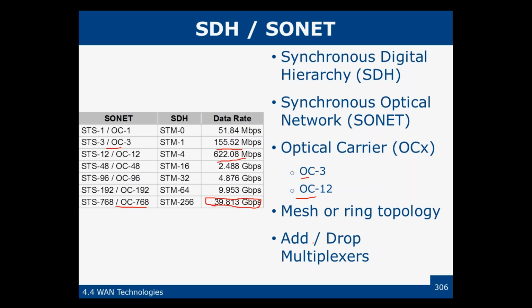It can be a mesh or a ring topology, and if it's a ring, it's probably going to be a counter-rotating ring for reliability. If one ring goes down, the other one picks up the load. You can add or drop multiplexers in order to put multiple conversations. That's what the multiplexer is going to do, is put multiple conversations on the system.